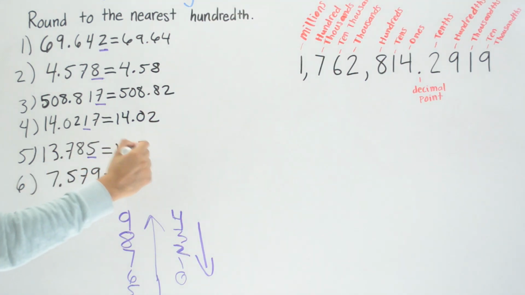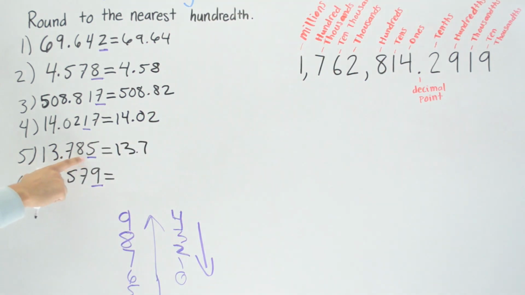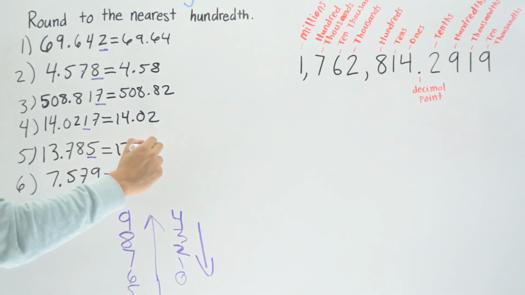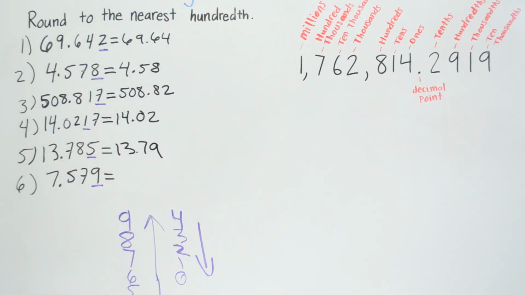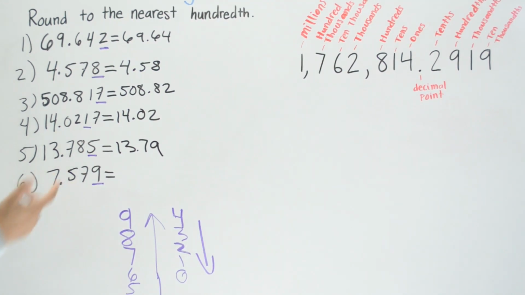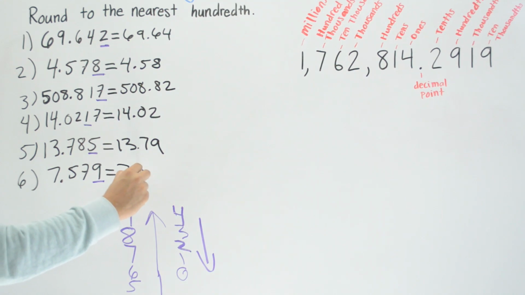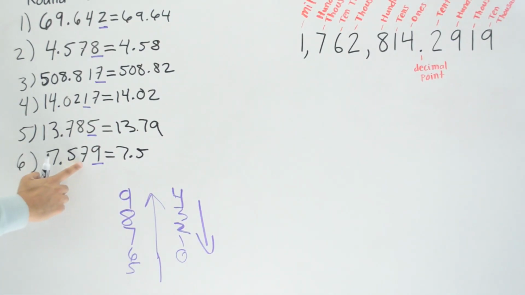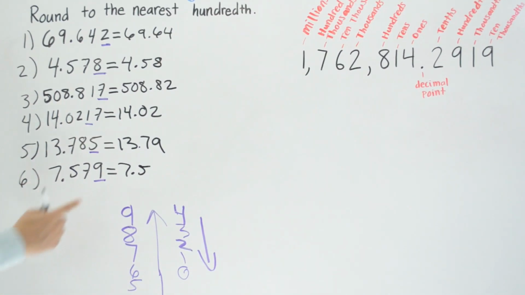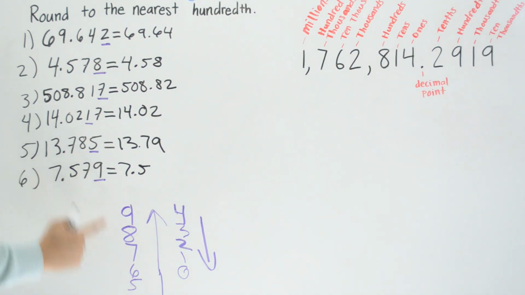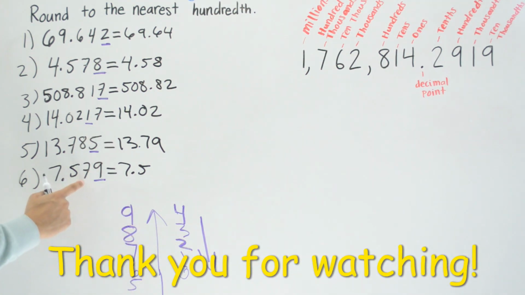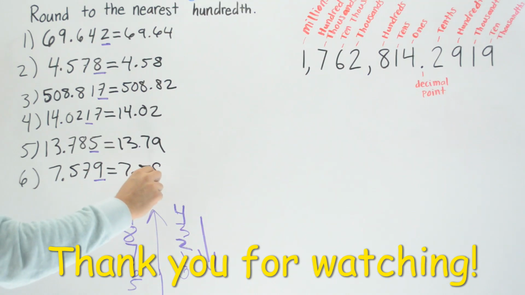And then the fifth one we have 13, that does not change. 7, and then we're going to look at the 8 to see if it's going to change or not. And we know that 5, we're rounding up, so we know that the 8 is going to become a 9. Then we have 7.579. The 7 is still the same. The 5 still stays the same. The only one that's going to change is the 7, because the 9, we're always rounding up, so that 7 becomes an 8.